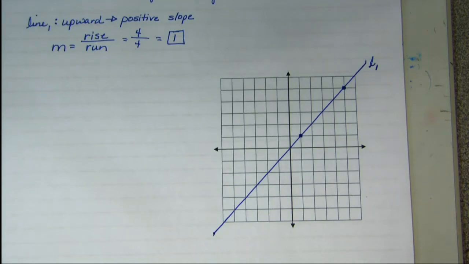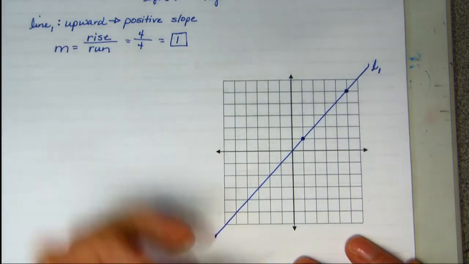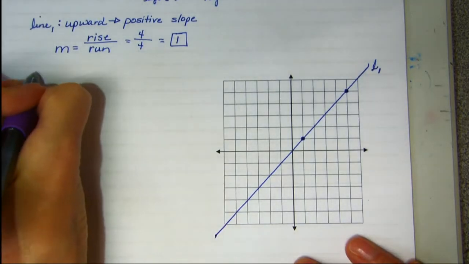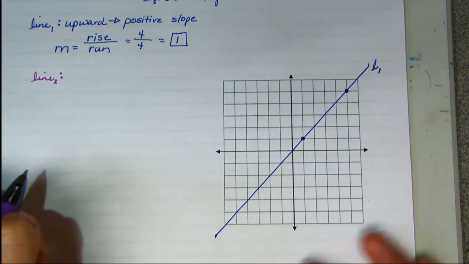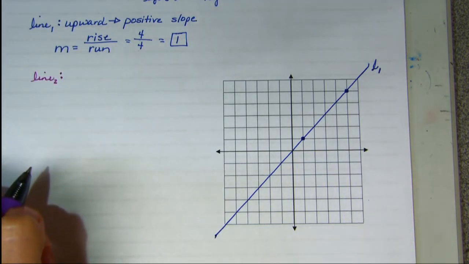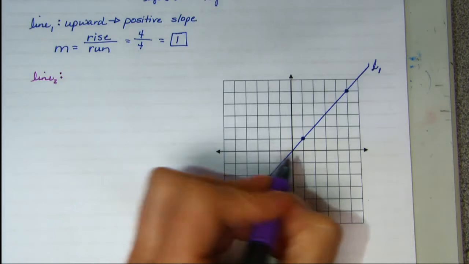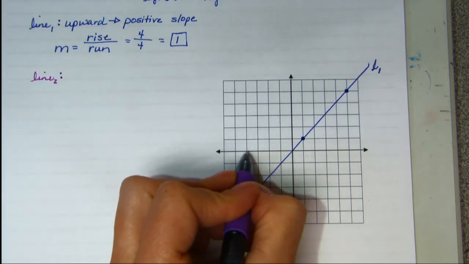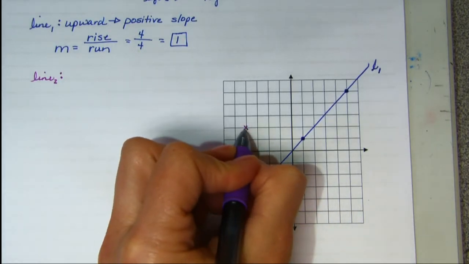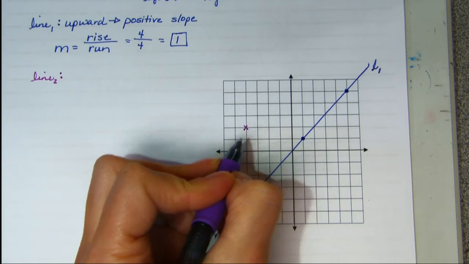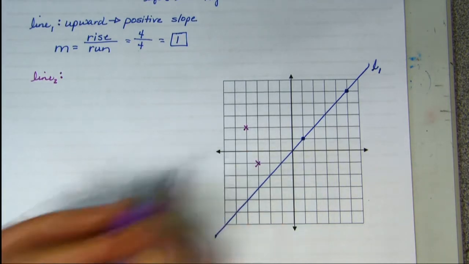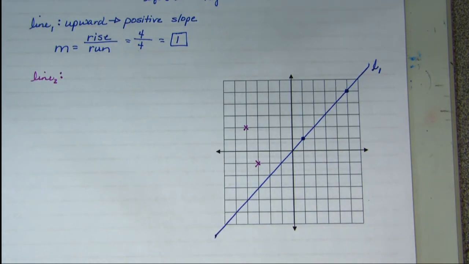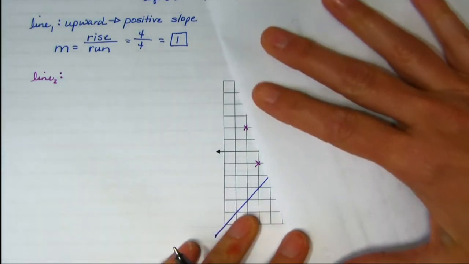All right, now I'm going to change. I don't know if you'll be able to tell, but now I'm going to do a line two, and this time I'm going to do this in purple. All right, so I'm going to go here. And I'm going to go here. Okay? So again, I'm going to connect those two.